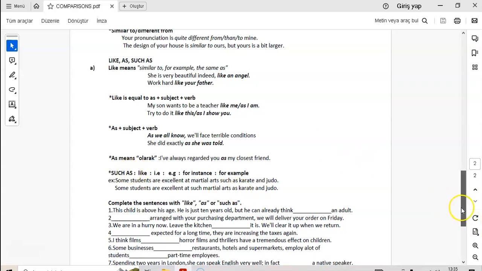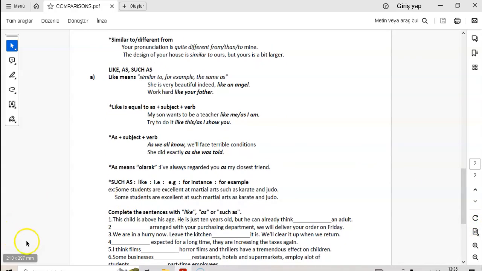Here are some exercises and examples, and you're required to do the exercises before coming to the class.